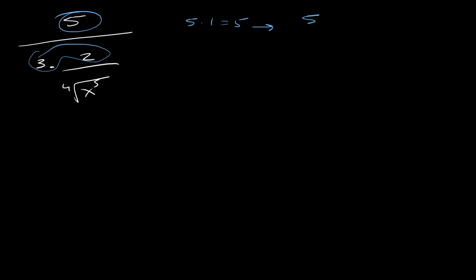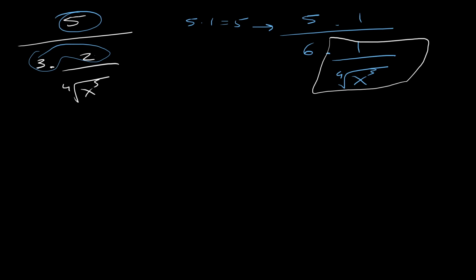We have 5, right? Divided by, we are multiplying by 1. We have 6 here, right? And it's multiplied by 1 divided by x to the 3rd power. And the square root is 4, right? We haven't changed anything. We still have a 5. We have a 1. We have 3, 2. So 3 times 2 is 6. We have 1 here, right? Now we can focus on this element and focus on solving it as before.